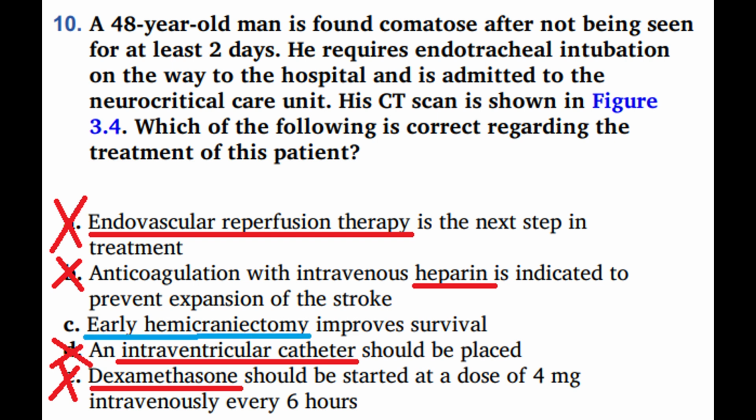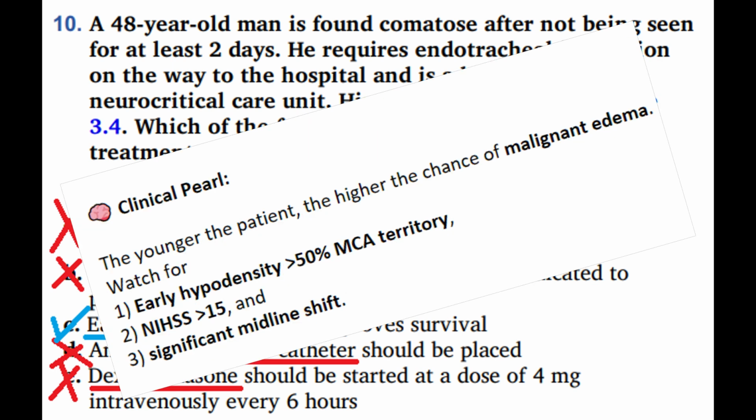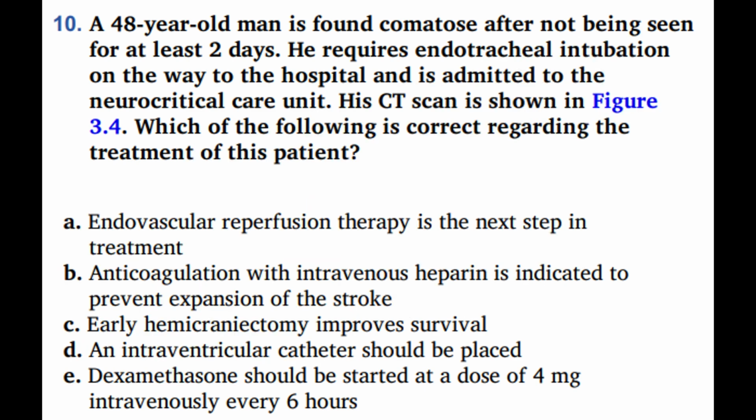Hemicraniectomy, on the other hand, especially when it's done within 48 hours, can be life-saving. The goal is to relieve the intracranial pressure and prevent herniation. Clinical pearl: the younger the patient, the higher the chance of malignant edema. Watch out for early hypodensity greater than 50% of the MCA territory, an NIHSS score of 15, and significant midline shift. Those are indications that this patient may have malignant edema. So, our correct answer is C. Early hemicraniectomy improves survival. Next question.